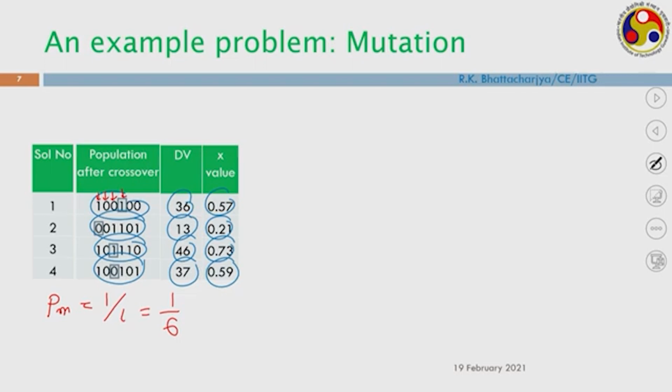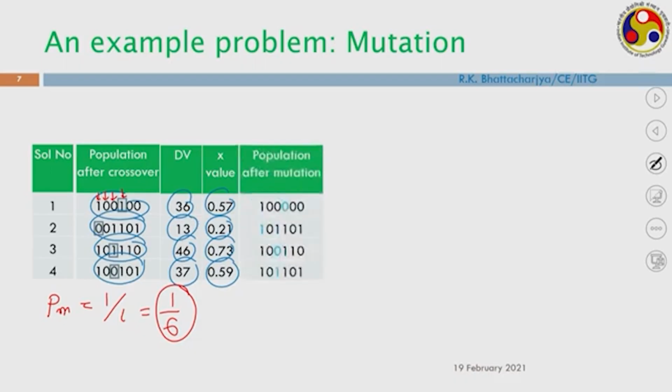In this case, what is happening is that for the fourth bit, the random number is less than 1 by 6. So, this bit will be mutated. I have used 1 by 6, which means that out of 6 trials, 1 will be mutated. In this case, suppose the fourth one will be mutated.